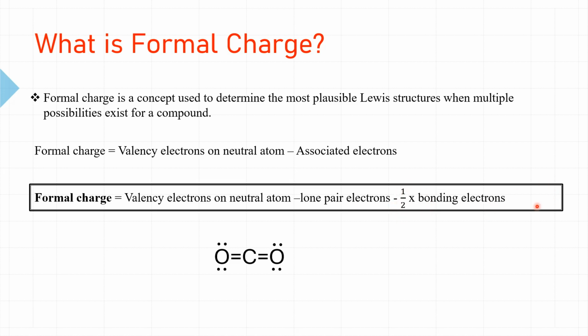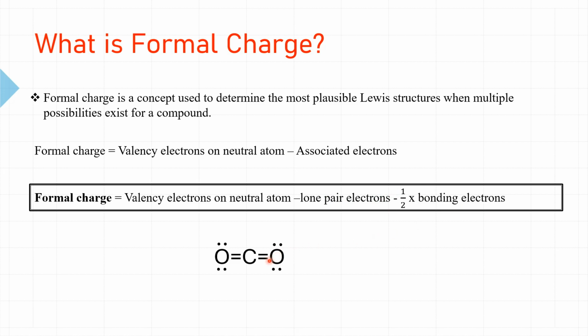If we take the right hand side oxygen, valence electrons on oxygen is 6 because for main group elements valence electrons equal their group number. So the oxygen atom is located in group 6A, and the number of valence electrons is 6. So 6 minus lone pair electrons. You can see there are two lone pairs on oxygen. One pair means 2 electrons, then total lone pair electrons is 4. 6 minus 4 minus half times bonding electrons.